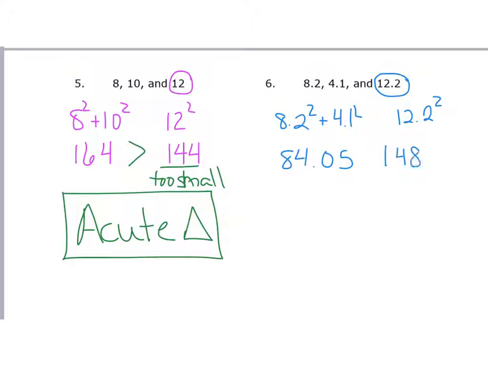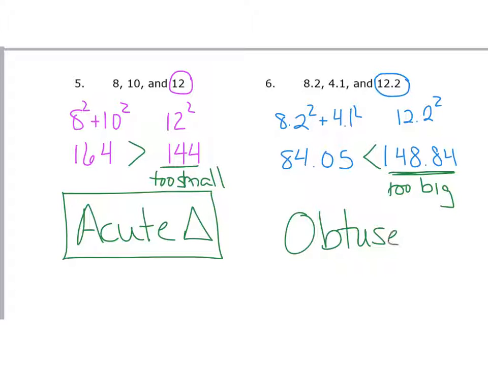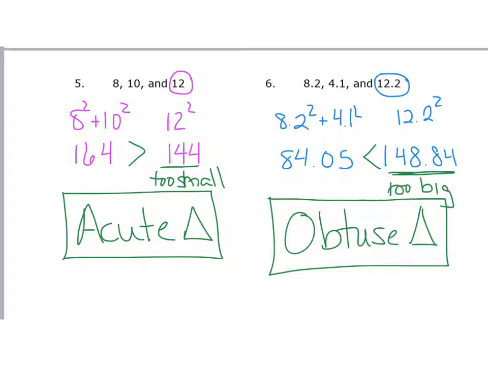148.84. So when I put my inequality symbol, it opens to the larger side. It's a less than symbol. That means the side I thought was going to be a hypotenuse is too big to be a hypotenuse. So that means this triangle is an obtuse triangle. Okay?